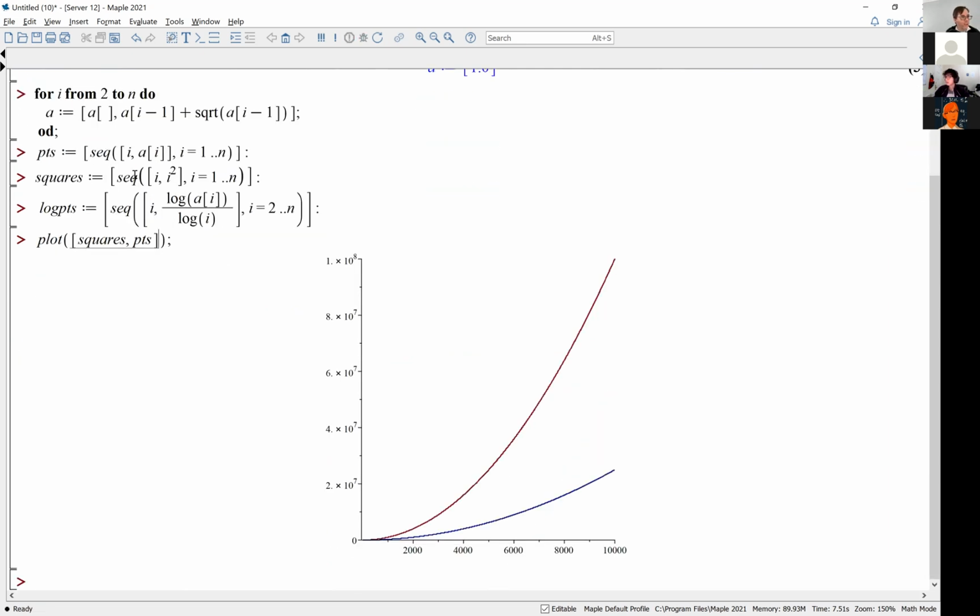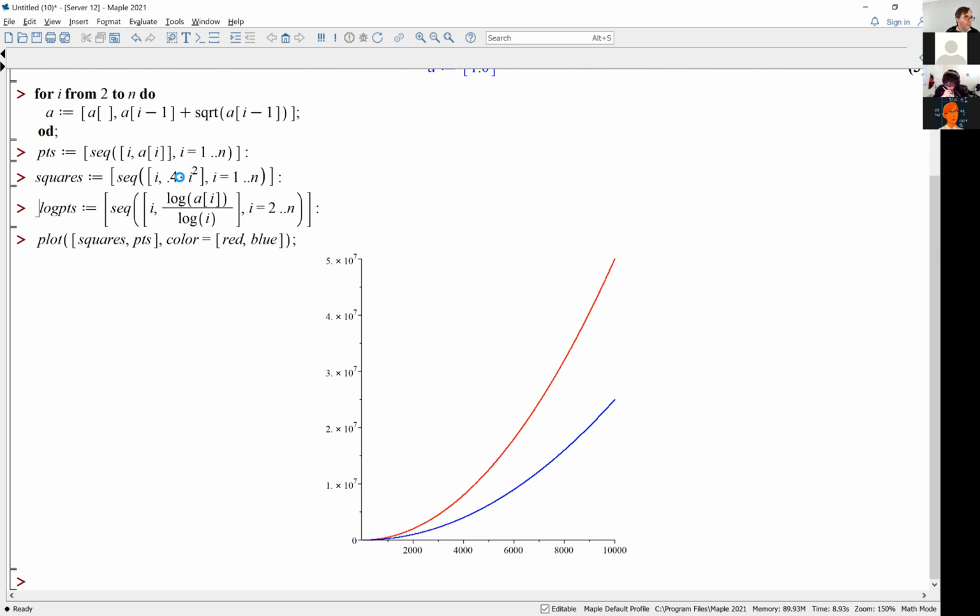Okay, I don't know which is which now, so let me do color. Let's make the squares red and the other ones blue. Okay, so it actually looks like the squares seem to be beating the actual sequence. In fact, what if instead of square, we do 0.5 i squared? Whoops. Seems to even be beating 0.5 i squared.